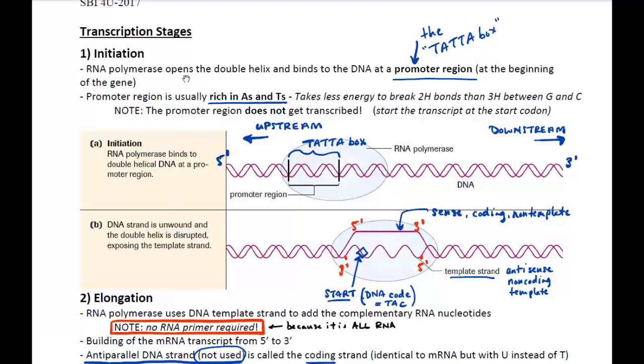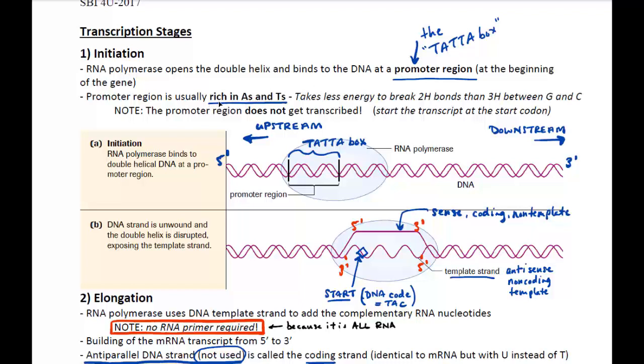Now, the RNA polymerase is going to do the job of opening the double helix. I don't need the helicase in this case necessarily. The RNA polymerase can do that on its own. And it's going to bind to the DNA at something called the promoter region. We also call this the TATA box because this promoter region has tons of A's and T's. So TATA is just a cute little way of saying lots of A's and T's.